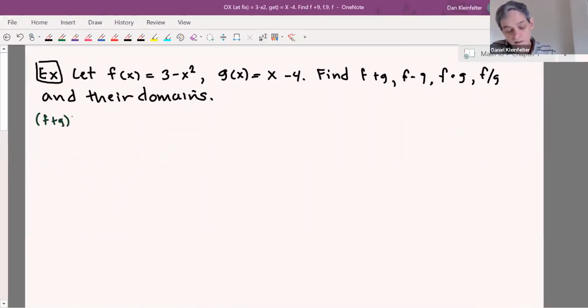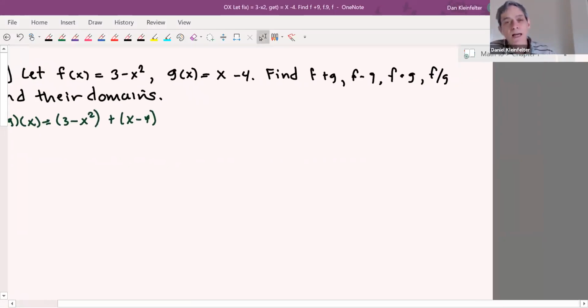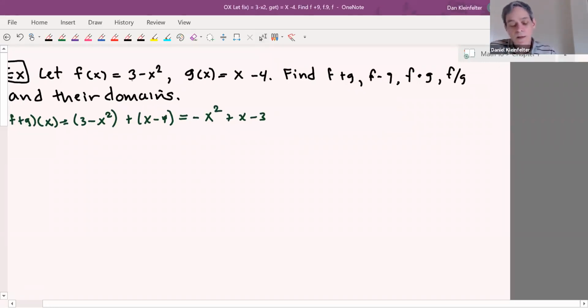(f plus g)(x) will be just as you expect. It's 3 minus x squared plus x minus 4. And then it would be nice to go ahead and rewrite the terms so that they're in standard form. So we'll say minus x squared plus x minus 1. And then the domain here is not too bad. For f and g both, the domain is all real numbers. So the domain is going to be the same on all three of the first parts: sum, difference, and product. At least it's going to be all real numbers.